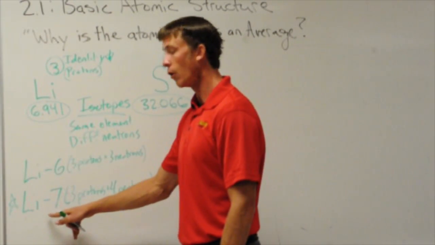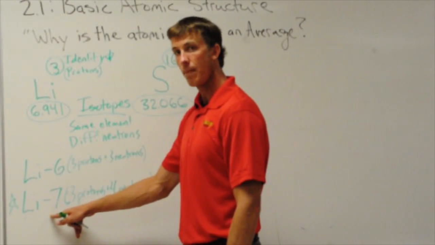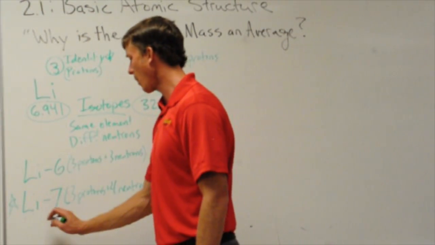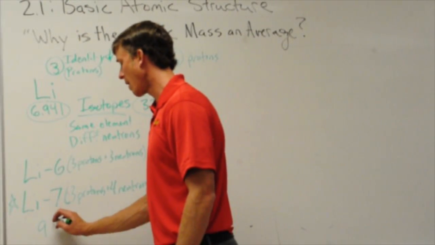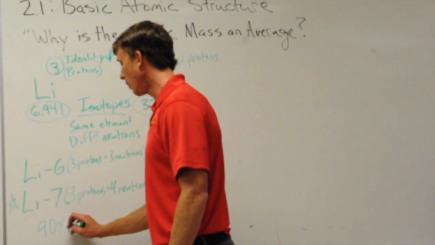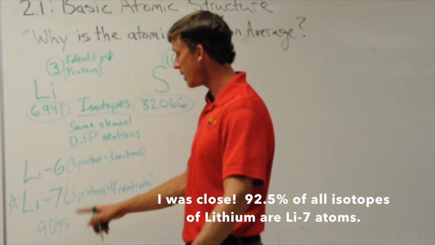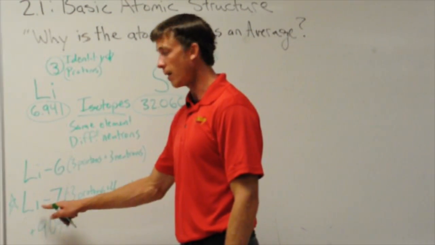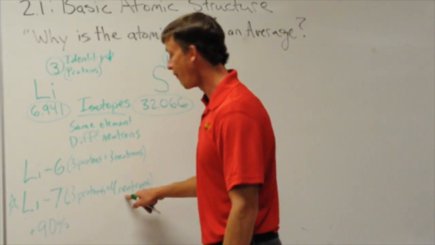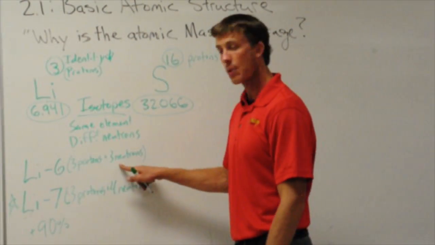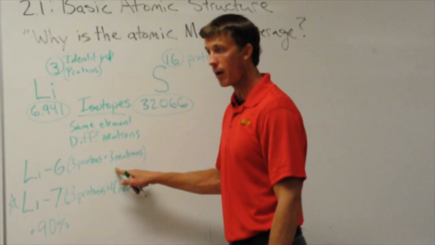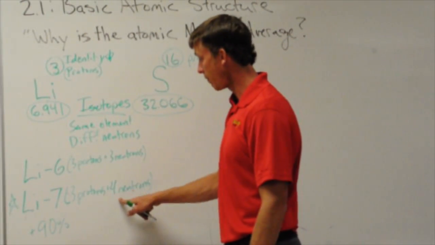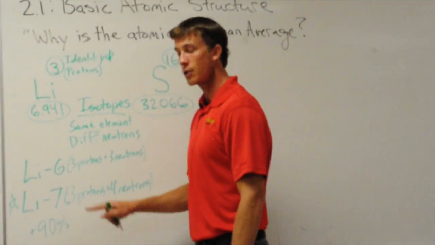So you would think that there's a lot more lithium-7 than lithium-6. In fact, lithium-7 is right around 90-some%. Don't quote me on this, but it's very high, 94, 95, even 96%. So most of the lithium atoms have 4 neutrons and not 3 neutrons. This is a rare atom of lithium. This is a more common atom with 4 neutrons. But notice the protons do not change.